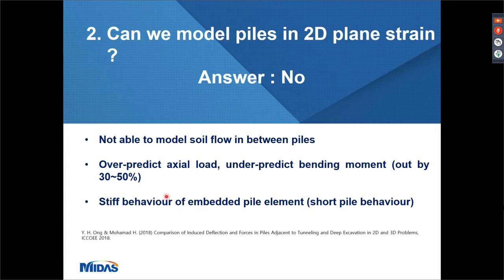We found that some embedded piles show short pile behavior. That is less bending moment. The pile is very rigid, and we express this problem in this paper.